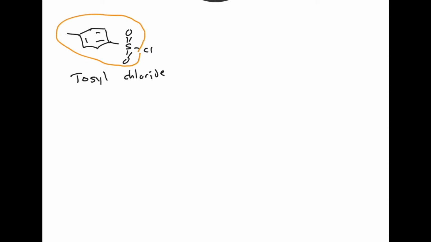All right, if that R group on sulfur is a paratoluene, we'll call this tosyl chloride, right? So the tosyl part of it is all of that. That's the tosyl. And then the chloride is pretty obviously the chlorine. And we abbreviate tosyl as simply TS. So this would be TsCl.